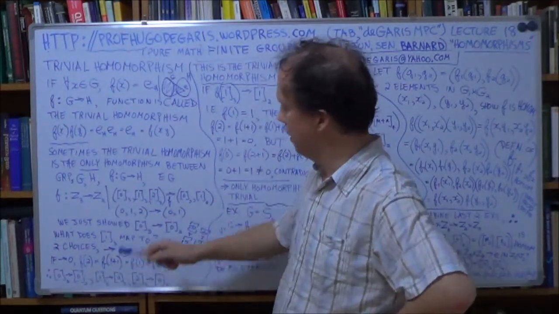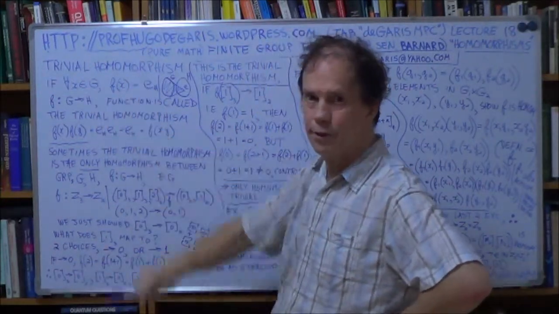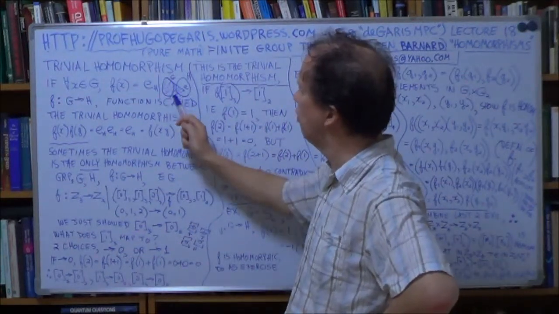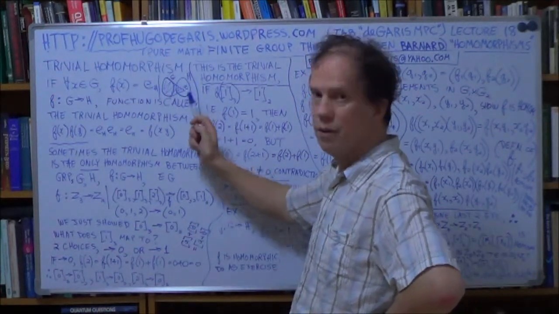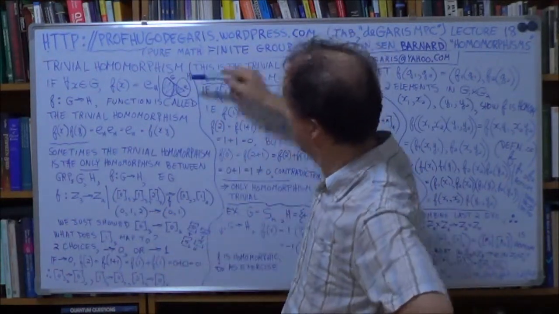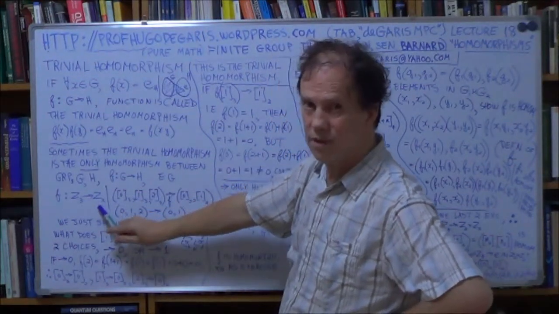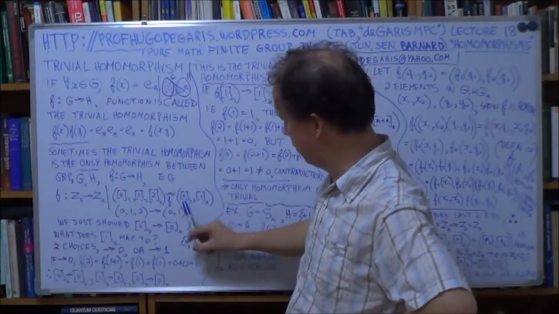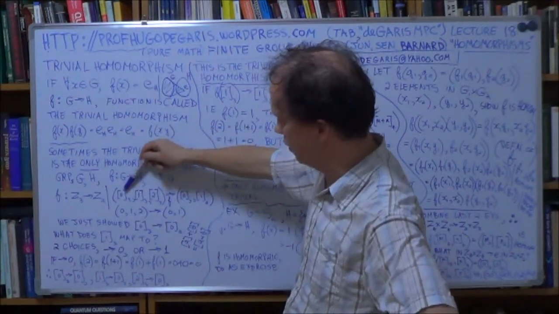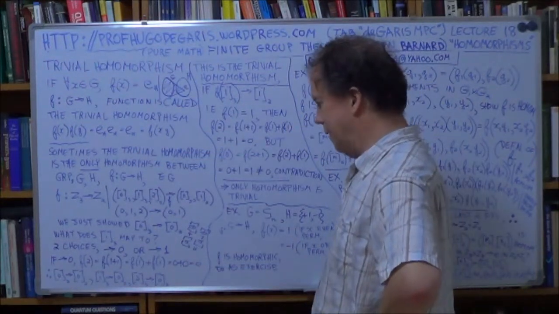So by definition, that mapping is a trivial homomorphism, because they're all mapping to 0, which is the unit of this one. This E here would be the unit of Z2, which is 0. Strictly speaking, it's that one. That's the unit of Z2. That's the unit of Z3.